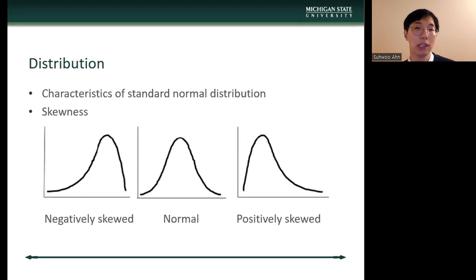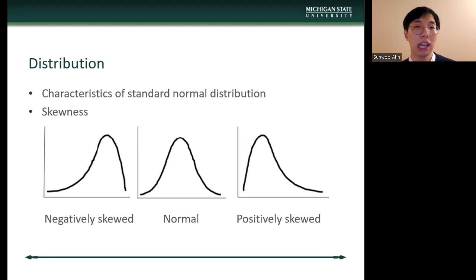Next, we'll go to the distribution part. When you study distribution, first you have to think about the characteristics of the standard normal distribution. Just for review, the characteristics of the standard normal distribution are mean equals 0, standard deviation equals 1, and the distribution is symmetrical. So these are the characteristics, and you can review those things.